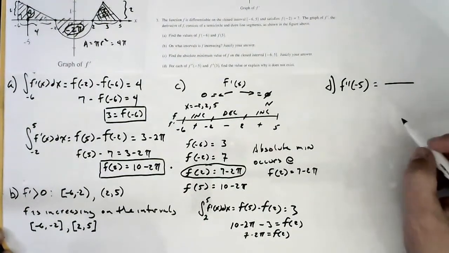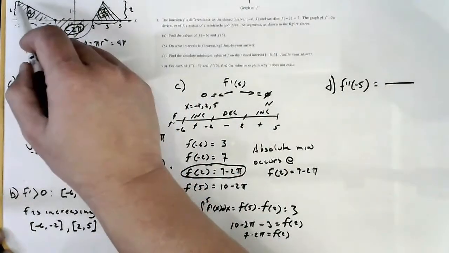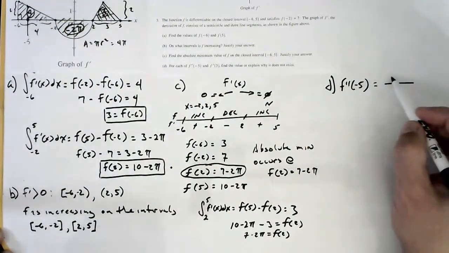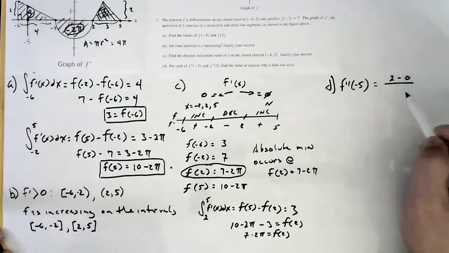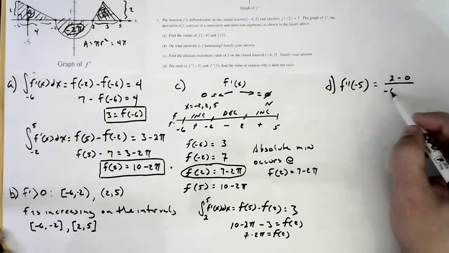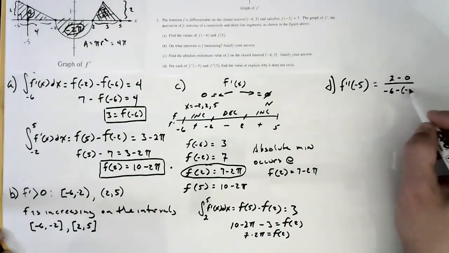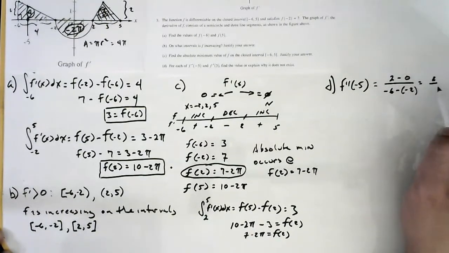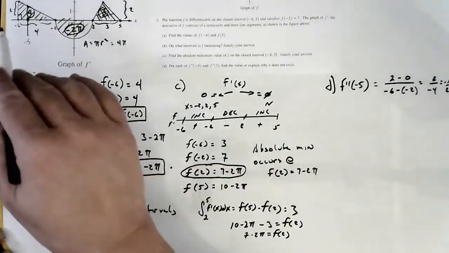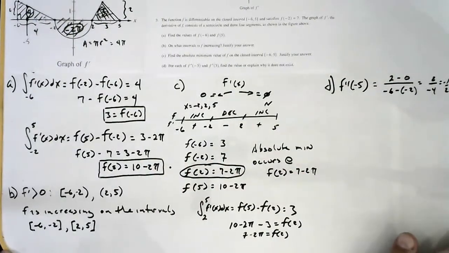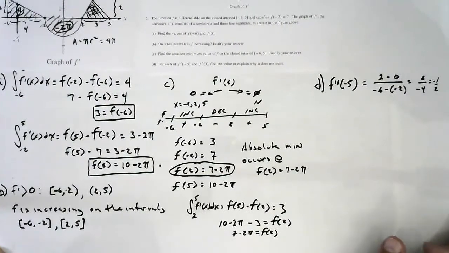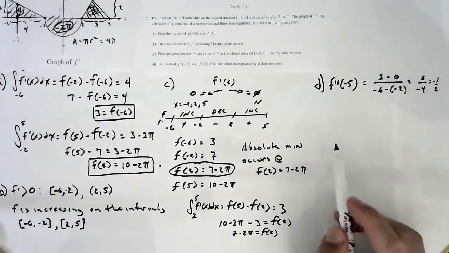Difference in y over difference in x. I'm going to use the point at -6 first. So the difference in y would be 2 minus 0 over -2 minus -6. So it looks like I get 2 in the numerator, and in the denominator, it looks like I get a 4. So it looks like I get -1/2. Makes sense with my diagram. It should be negative. All right, so that was the first part of part D.